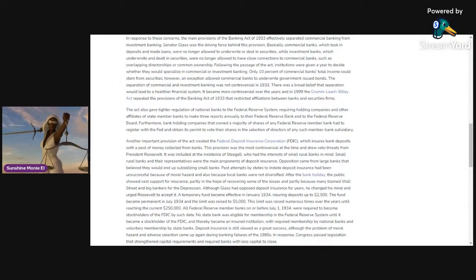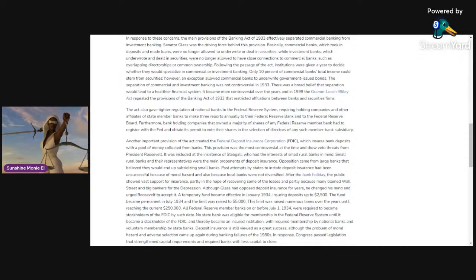Another important provision of the Act creates the Federal Deposit Insurance Corporation, that's the FDIC, which insures bank deposits with a pool of money collected from the banks. This provision was the most controversial at the time and drew veto threats from President Roosevelt. It was included at the insistence of Steagall, who had small rural banks in mind. Small rural banks and their representatives were the main proponents of deposit insurance. Opposition came from large banks that believed they would end up subsidizing small banks.